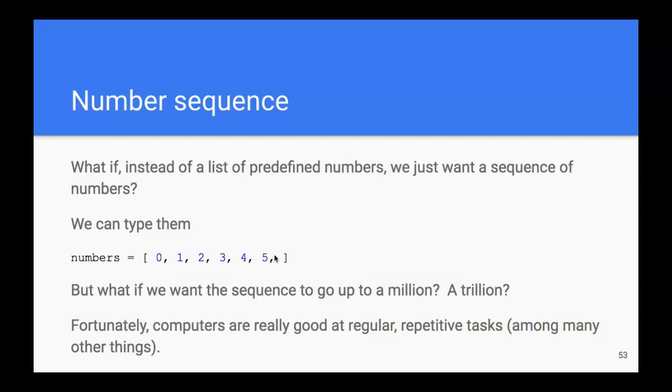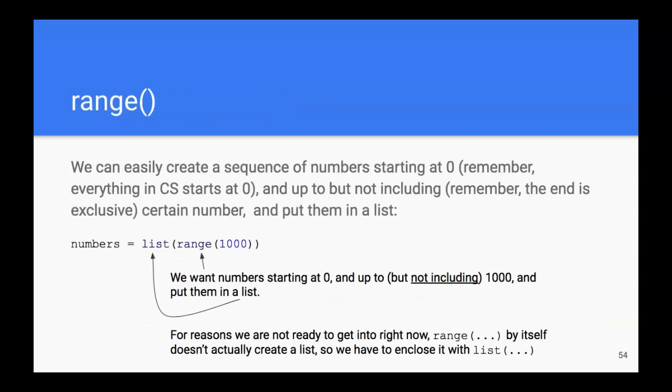But what if the sequence is huge? What if it's a million, a billion, or a trillion, or something even bigger, right? We cannot really type those out by hand. Now, fortunately, I think you know by now that computers are really good at repetitive tasks that actually have a fairly well-defined pattern, right? This is just a sequence of consecutive numbers. So in order to do that, we can actually use a little built-in function called range.